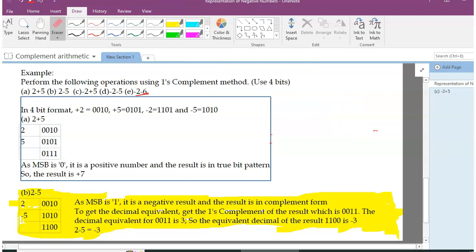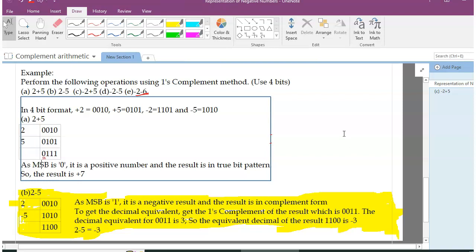Right. Now I have written the ones complement of plus 2, that one is 0010. Ones complement of plus 5, that one is 0101. Perform addition. Always perform addition. 0 plus 1 is 1, 1 plus 0 is 1, 0 plus 1 is 1, 0 plus 0 is 0. And see the MSB is 0, meaning it is a positive number and it is represented in true form. So our value is equal to plus 7. 0111 is plus 7.